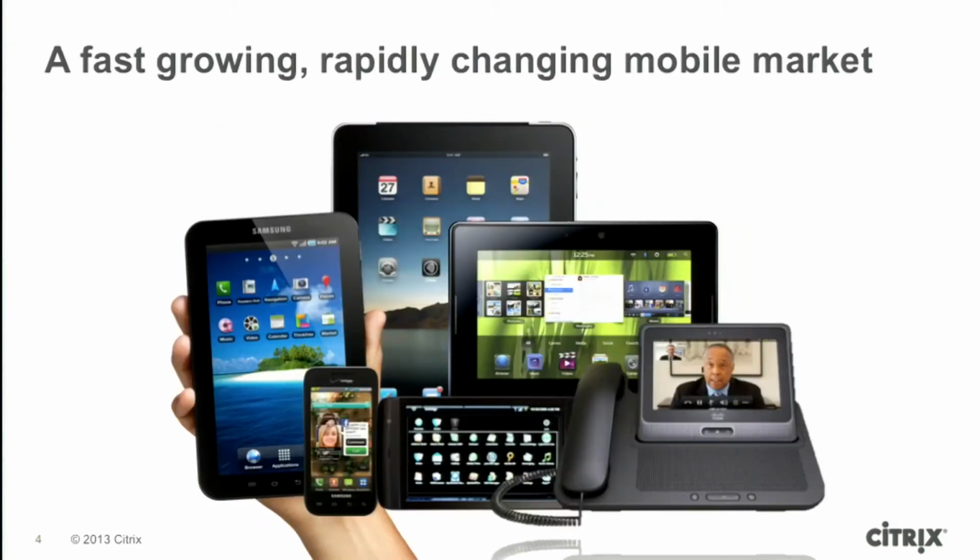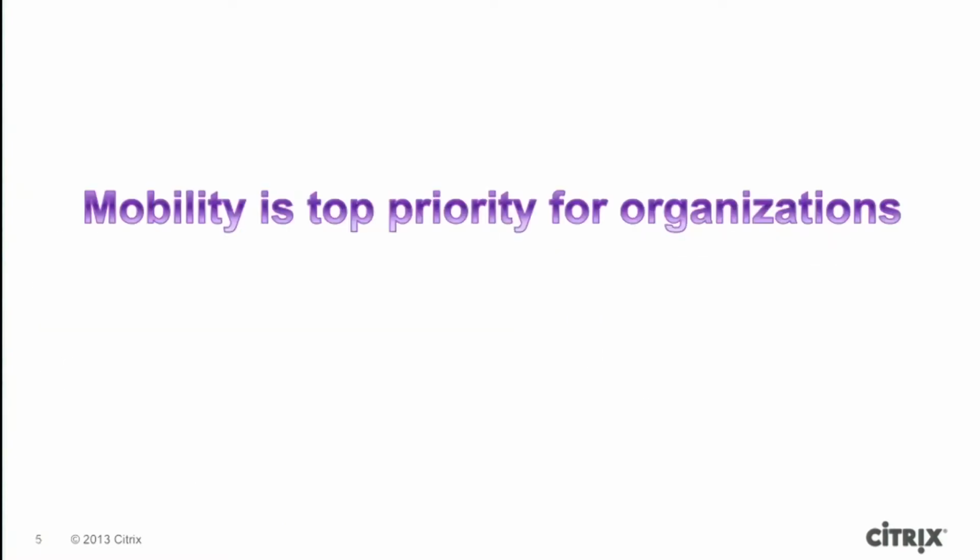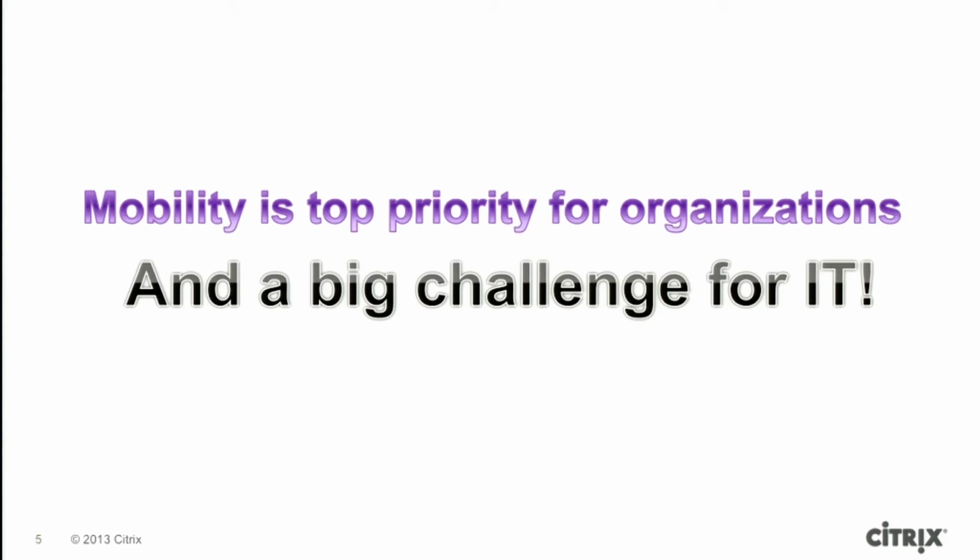Here's a closer look at this fast and rapidly changing mobile market. As we can see from these forecasts from Gartner, you've probably seen these before, we'll see twice as many smartphones and tablets by 2015 as we did in 2012. Now, I'm not going to delve too much more into the research because chances are if you're here today, you're feeling the pressure. Mobility is a top priority for organizations and employees and a big challenge for IT.